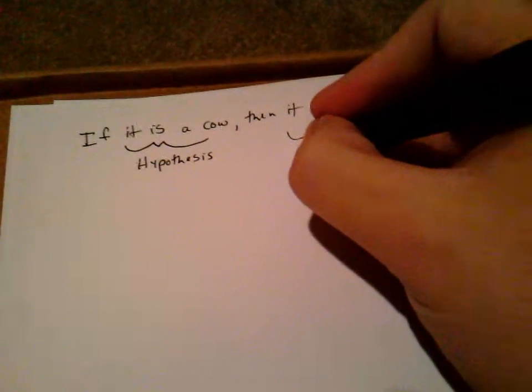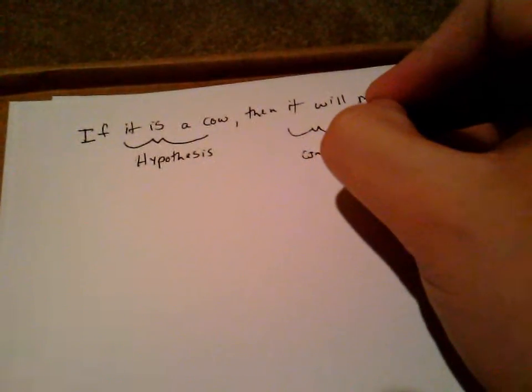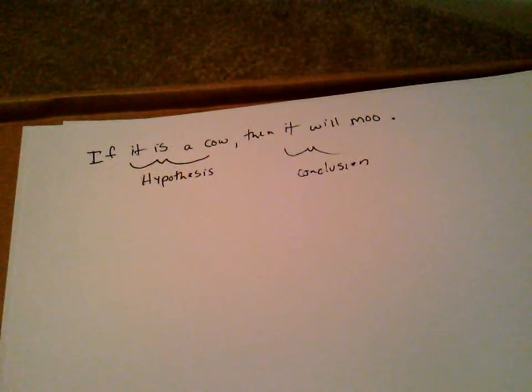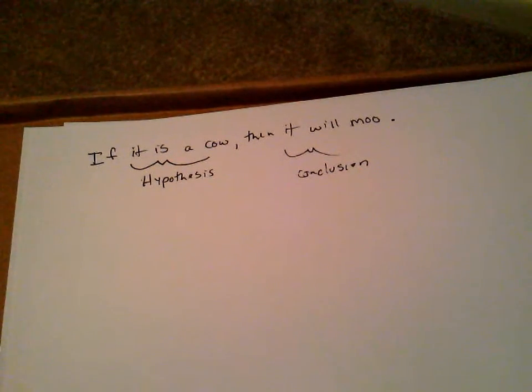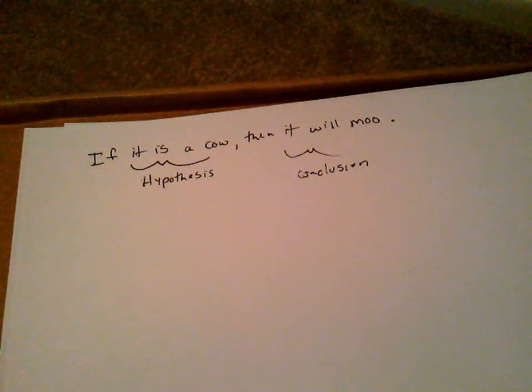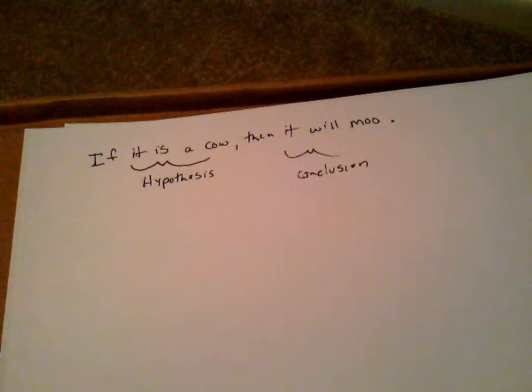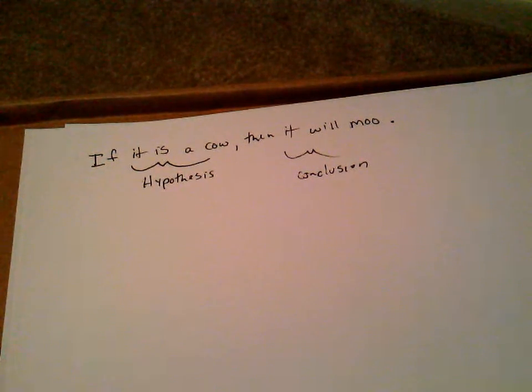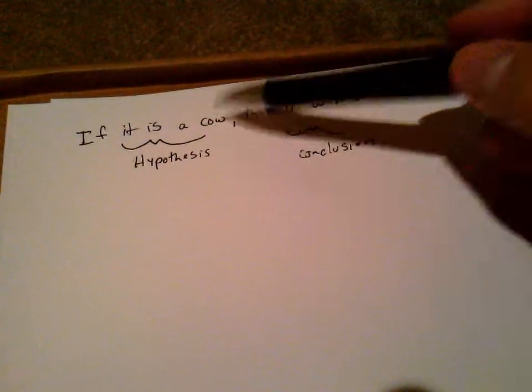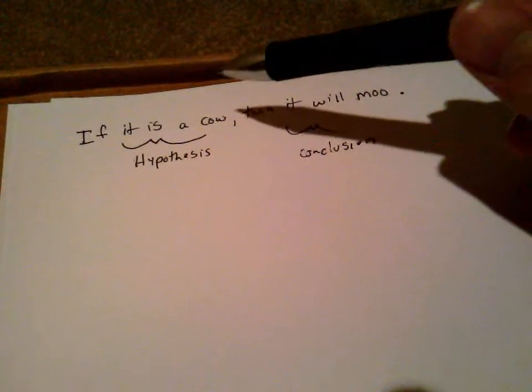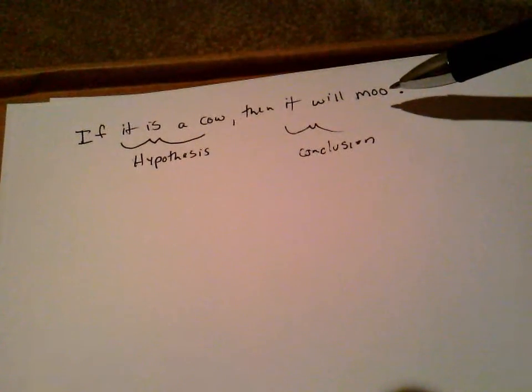So, we have the hypothesis and we have the conclusion. Now, when we have the hypothesis and we have the conclusion, there are different types of negations that we have to do in order to really understand what this is. So, we're going to take this statement as true, that if it is a cow, it will move. We're going to take that statement as true.